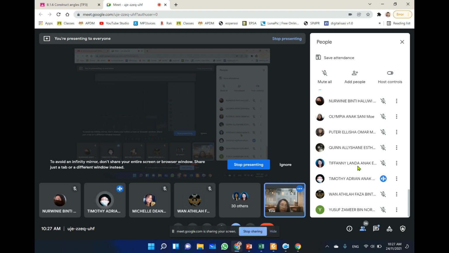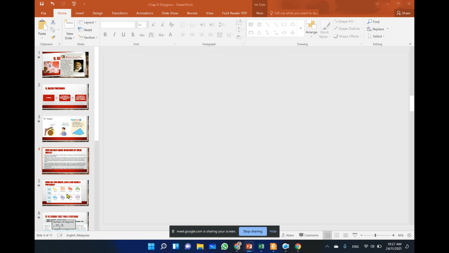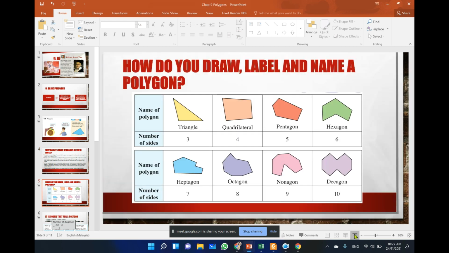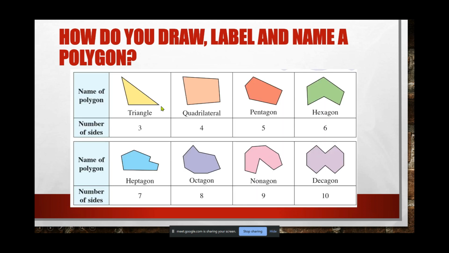Now we are going to look at some of the properties. So those names that I have called just now, you can rest free because later on I'm going to call other names. So let's carry on with the properties of the polygon. Just now we were looking at this part here. Hopefully you already memorized all the names of the polygon: triangle, quadrilateral, pentagon, hexagon, heptagon, octagon, nonagon, decagon.